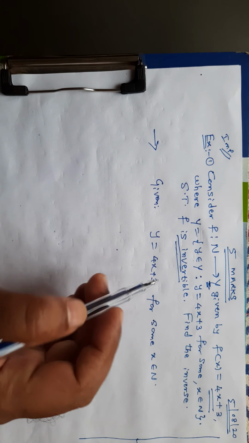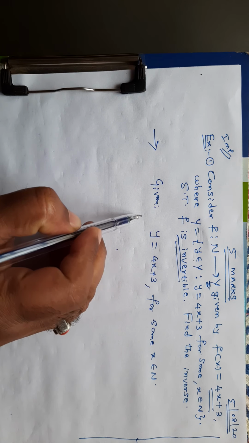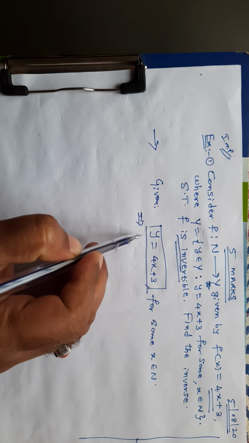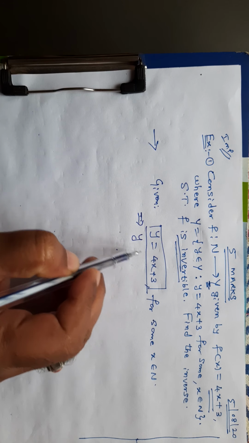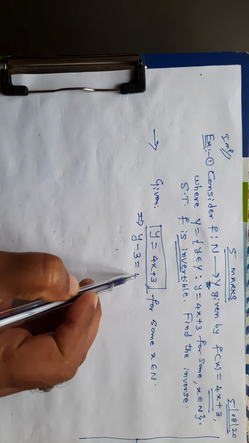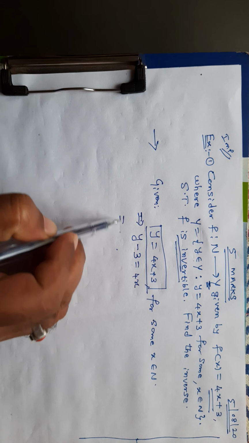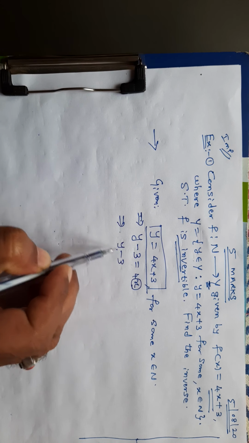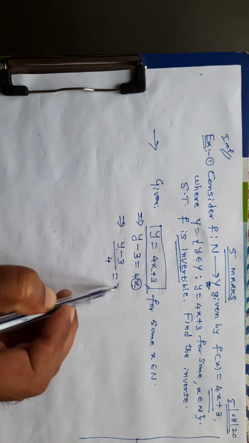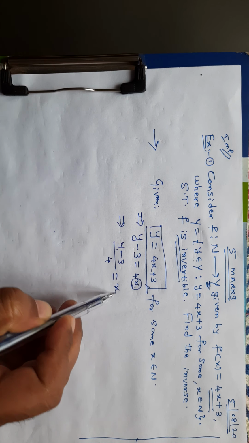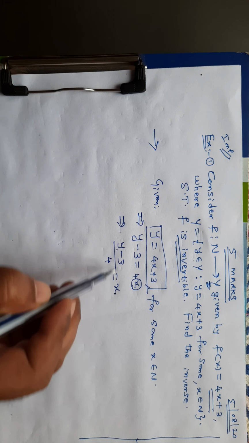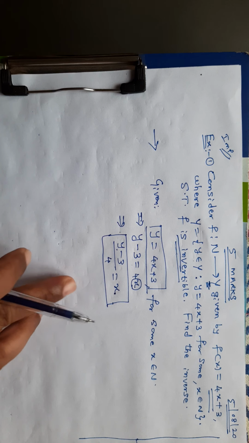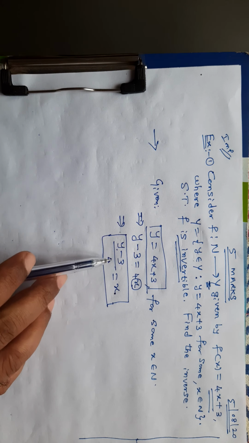Very important: y is defined here. Using this, I will solve for x. 3 comes to the left-hand side: y minus 3 is equal to 4x. And if I solve for x here, y minus 3 divided by 4 is equal to x. This is the value of x. So I have solved for x.